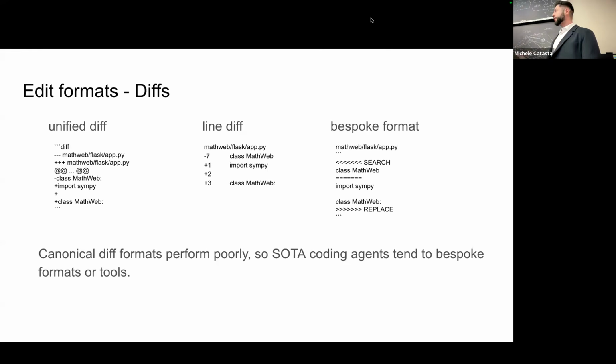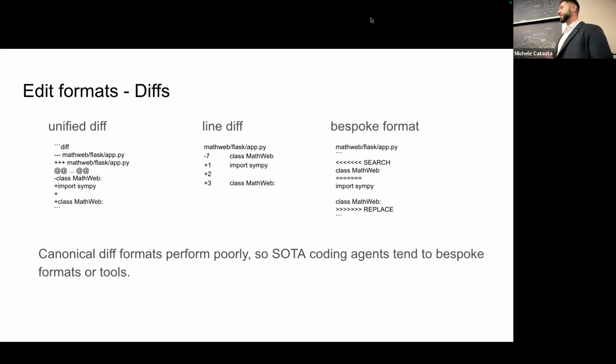Unfortunately, the canonical diff representations perform very poorly. So all the state-of-the-art coding agents or assistants, basically anything out there that is capable of editing code in place, end up creating their own bespoke format. The one on the right comes from one of the papers that we have been testing. There are a lot of different variations of them.